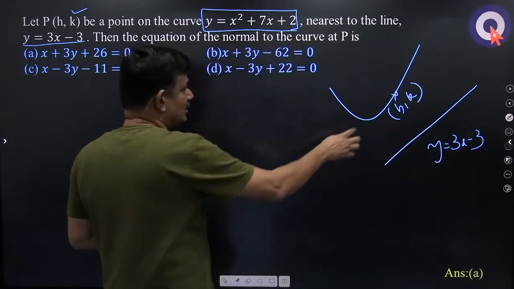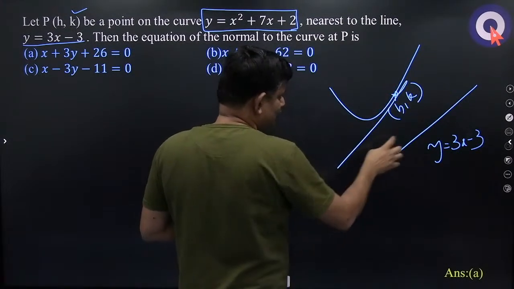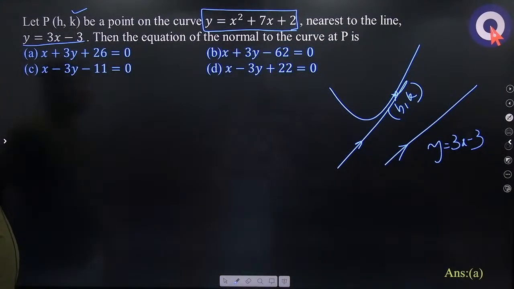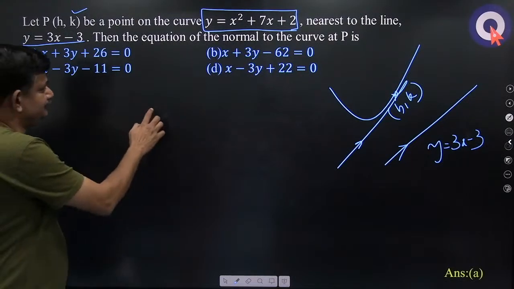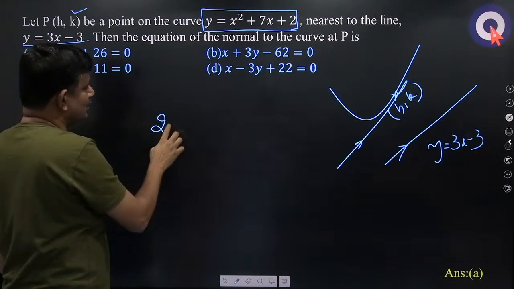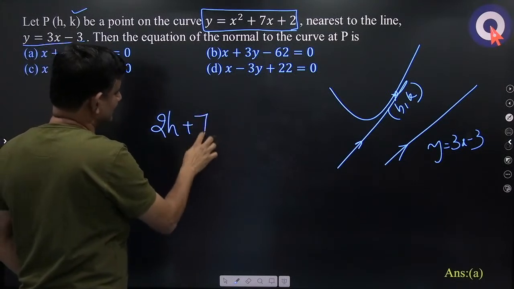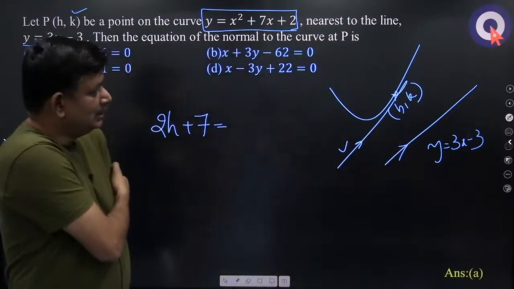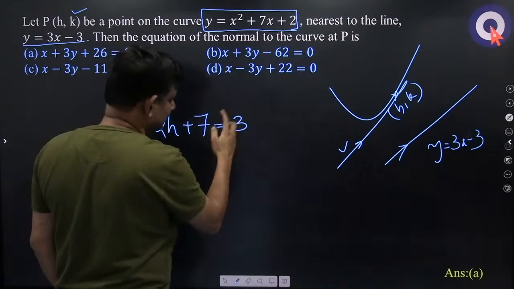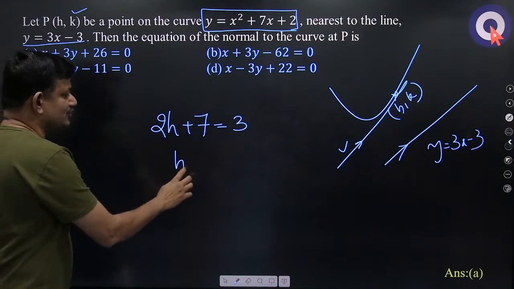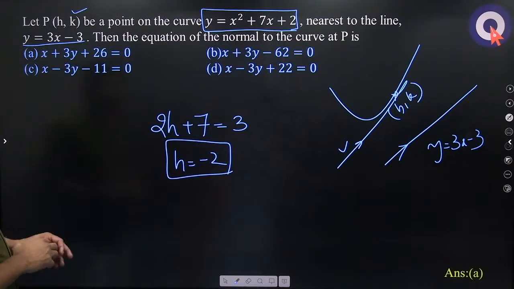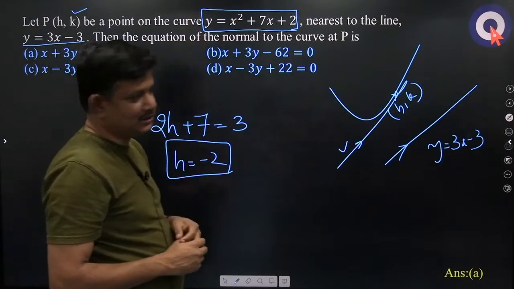So at this point h comma k, what should happen? The tangent slope should be parallel to this line. Then only it will be the nearest point. So at h comma k, what will be the tangent slope? The derivative y dash is 2x, substitute: 2h plus 7. This is the slope of the tangent to this parabola. It should be equal to the slope of that line, 3. From here you get the h value, minus 2. Once you know the h value, you can also find the k value, substitute here.